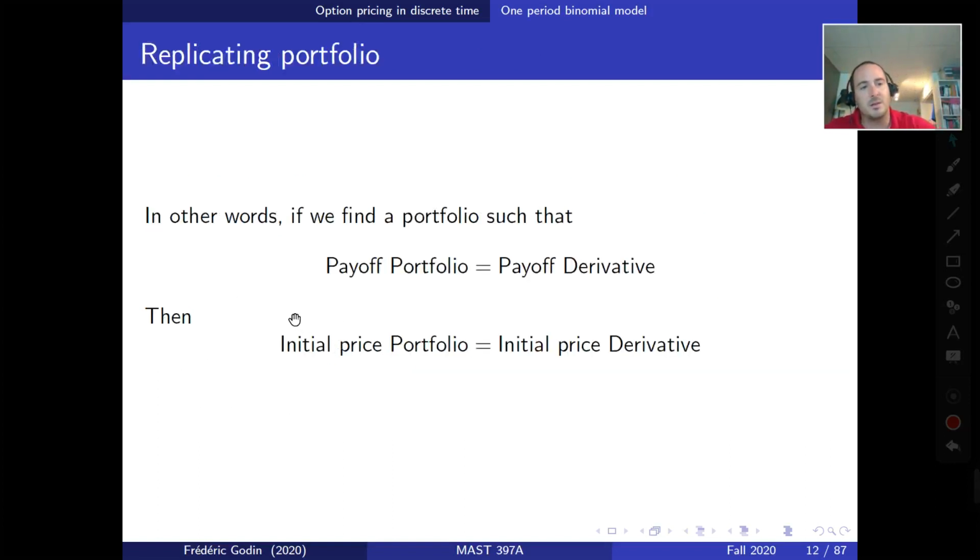So in other words, what we've just said is, if we can find a portfolio whose terminal value, or whose payoff, is always, in all scenarios, equal to the payoff of the derivative, then the initial value of the portfolio, or its initial price, should be equal to the initial price of the derivative. This would specify the price of the derivative, which would be the initial value of the portfolio.